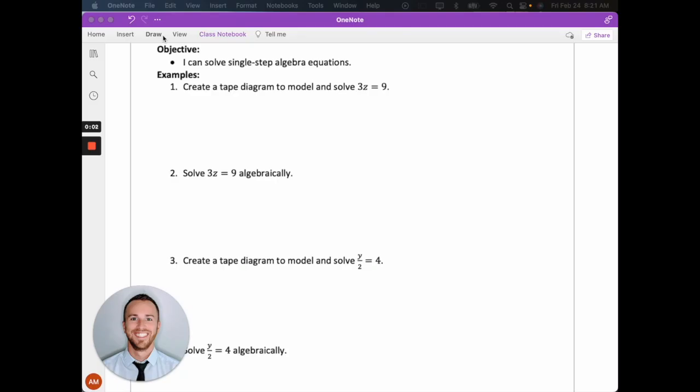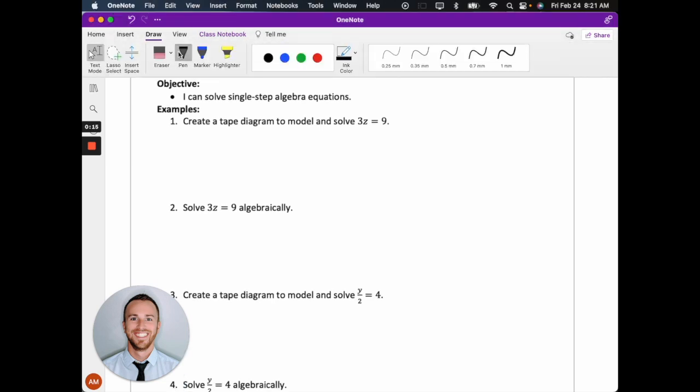Welcome students. In today's video, we're going to take a look at how to solve single-step algebra equations, specifically those involving multiplication and division.